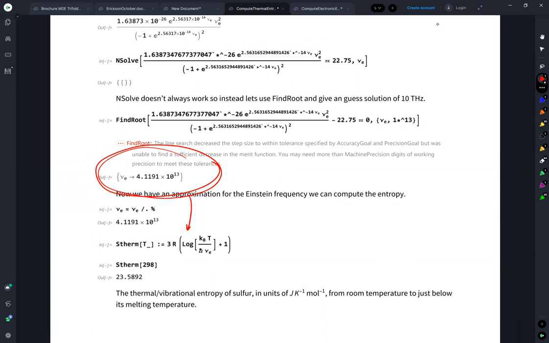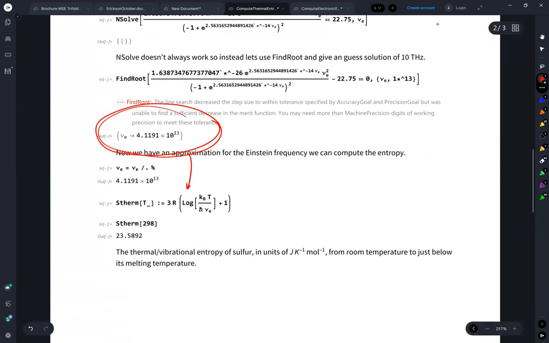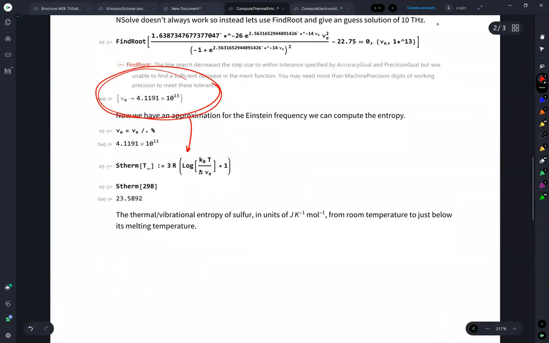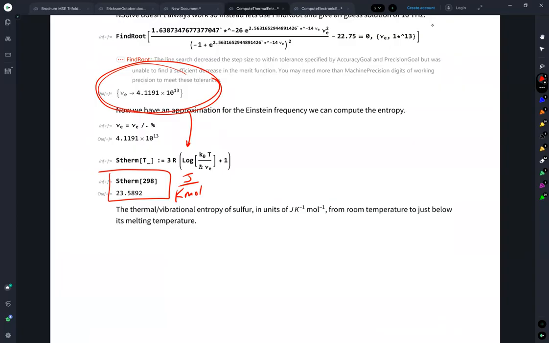And then plug that into the thermal heat capacity expression. And that gives us 23.5 or 24 joules per kelvin mole, which is certainly a reasonable value.